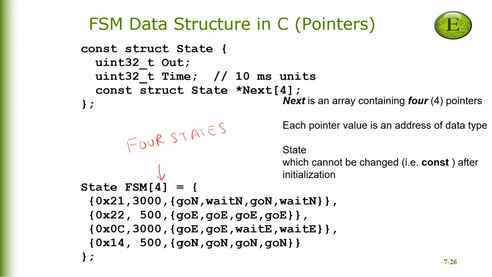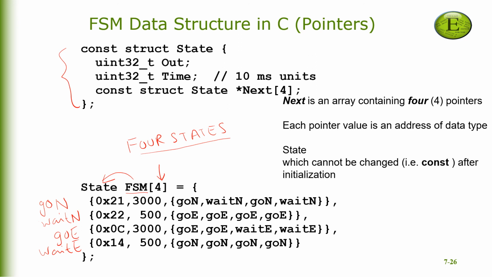So we are declaring a finite state machine, FSM, of type state, which is defined here. There are 4 states in the finite state machine of the type state, and these are initialized in the following lines. These are going to be the elements of an array. The first element corresponds to the first row of the state machine table, that corresponds to go north. The next one is wait north, go E, and the last row corresponds to wait E state.